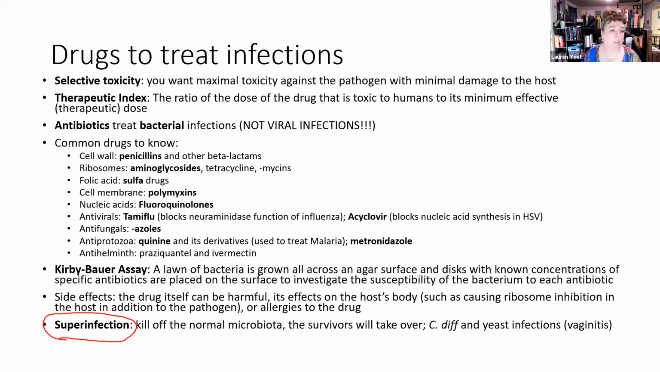All right, we talked about the therapeutic index. This is the ratio of the dose of the drug that would be toxic to humans versus its minimum effective dose. So if the minimum dose that you can take to get rid of the pathogen is very close already to the dose that could cause toxicity in people, so bad side effects, then you're talking about something dangerous here. And you wouldn't want to choose that drug if you could help it, right? That's the therapeutic index.